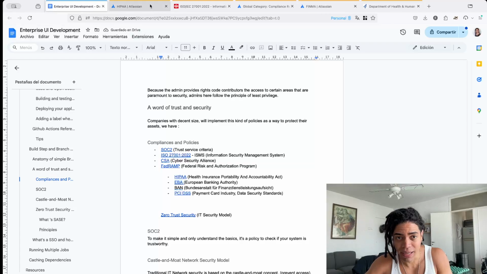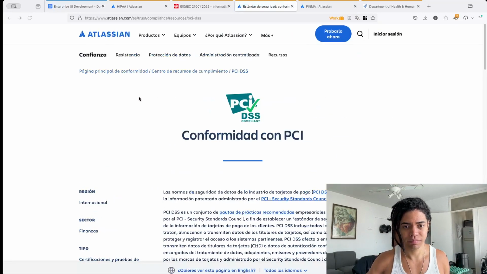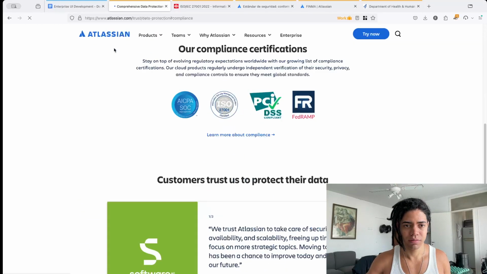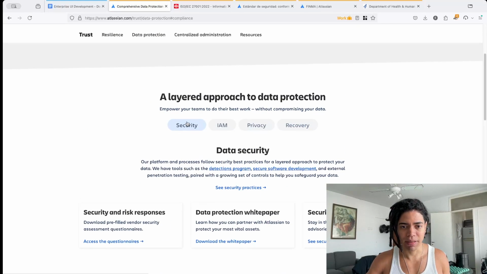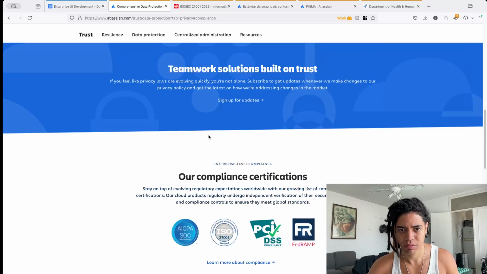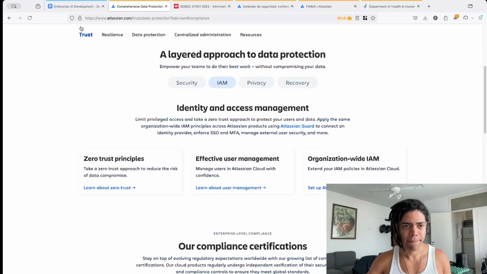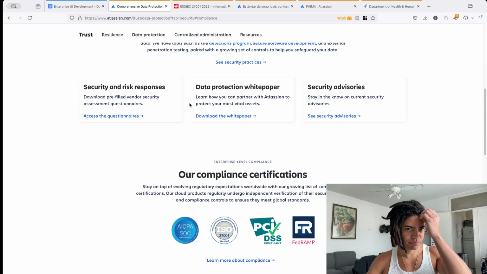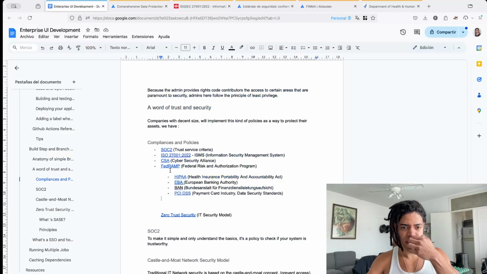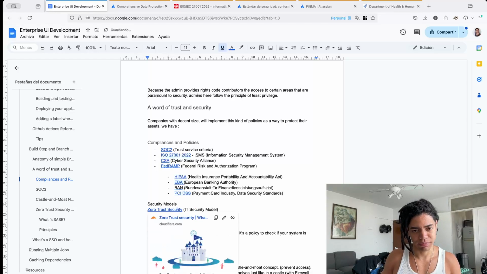This is compliance. We talk about compliance, and security, and security models.